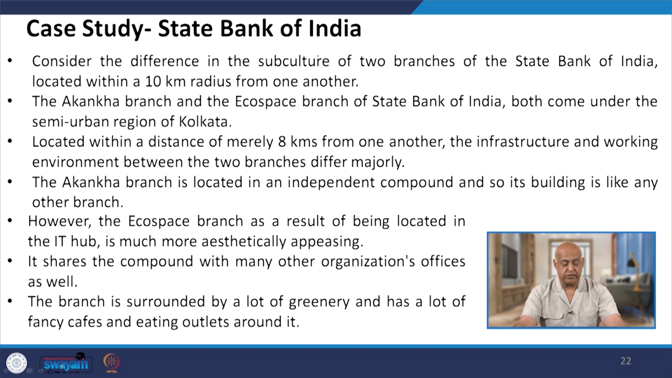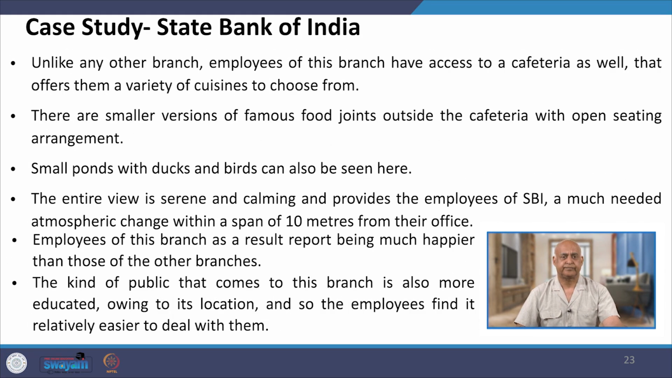Now, the Akanksha branch is located in an independent compound, and so its building is like any other branch. However, the EcoSpace branch, as a result of being located in the IT hub, is much more aesthetically appealing. It shares a compound with many other organizations' offices as well. The branch is surrounded by a lot of greenery and has a lot of fancy cafes and eating outlets around it. Unlike any other bank branch, employees of this branch have access to a cafeteria that offers a variety of cuisines to choose from. There are similar smaller versions of famous food joints outside the cafeteria with open seating arrangements.